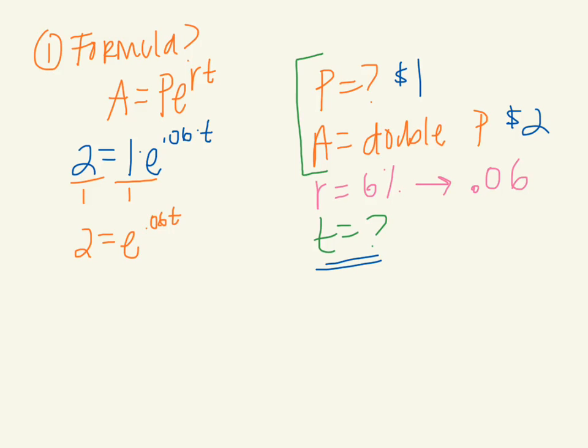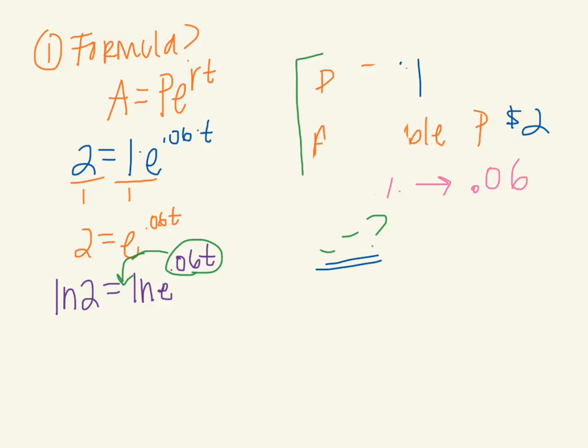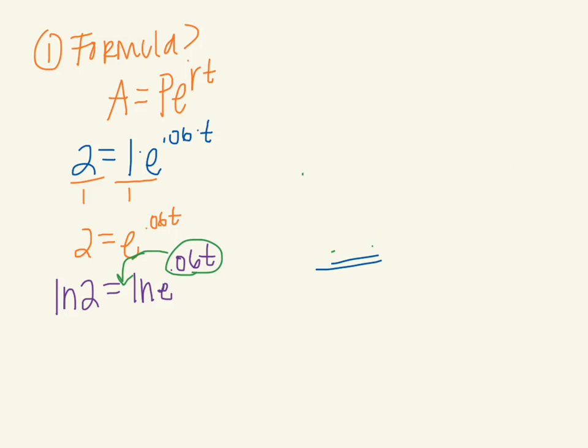Now I've got to figure out how to get that variable out of the exponent. And this is where we're going to use natural logarithms. So on both sides, you can put ln 2 is equal to ln of e raised to the 0.06t. With the introduction of those logarithms, this is how we're allowed to take this exponent and move it out front.